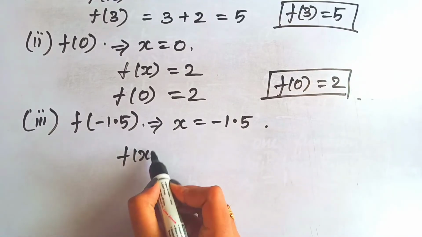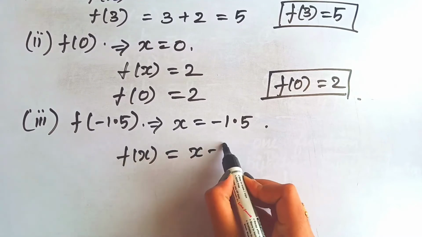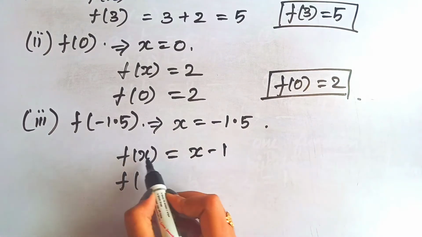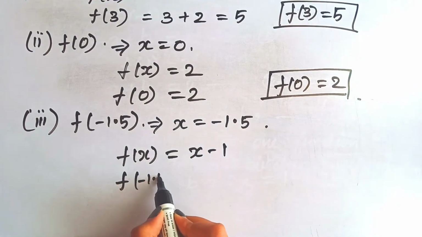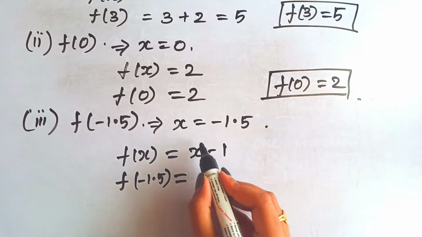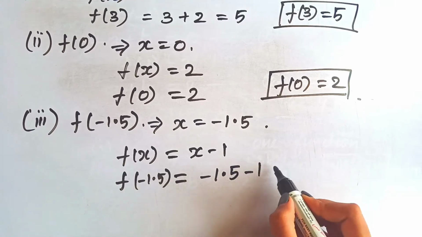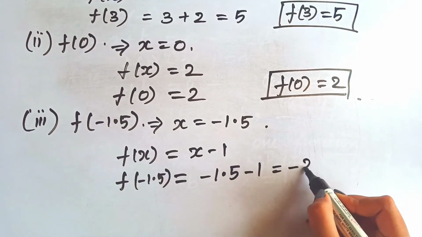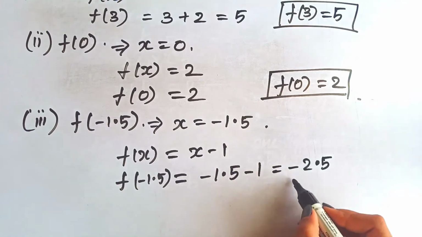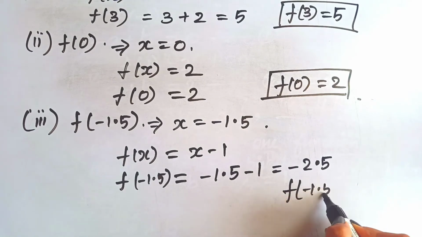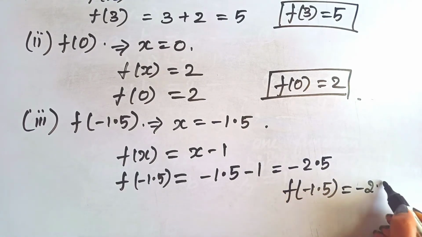So f of x will be x minus 1. So in the place of x we have to replace minus 1.5, which is equal to minus 1.5 minus 1, which is nothing but minus 2.5. So we have found that f of minus 1.5 is equal to minus 2.5.